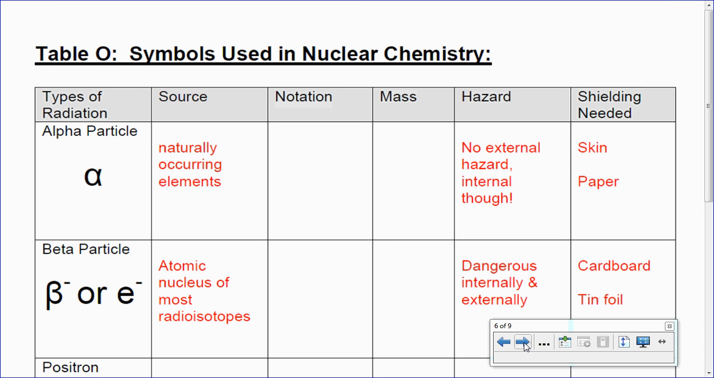Now, table O in our reference tables goes into the details about what these different radioactive decays are. So these are symbols used in nuclear chemistry. So we've got our alpha particle. There's some notation involved on our periodic table and our reference for these. They can be done a couple different ways. A 4He2, or the Greek symbol for alpha. The mass of this is always going to be 4 AMUs. These aren't dangerous to us. We're actually being hit with these all the time. Your skin will stop them. Skin stops them.